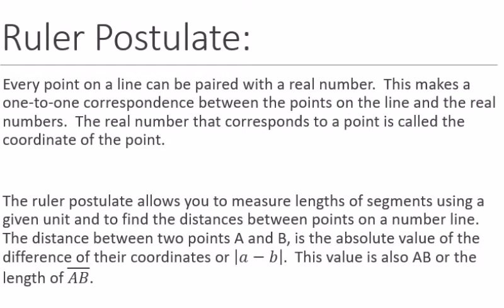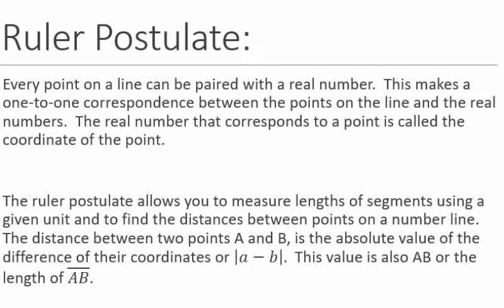So start out with the ruler postulate. Basically, the ruler postulate says that if you have a line, you can assign a real number to each point on that line, right? So each point can be associated with a real number. And what that allows you to do is find the distance between any 2 points on the line. So you can find the length from point A to point B, for example, right?